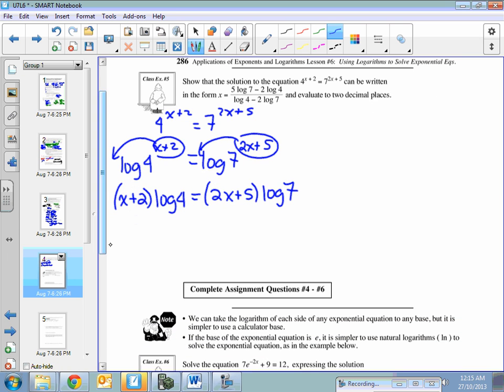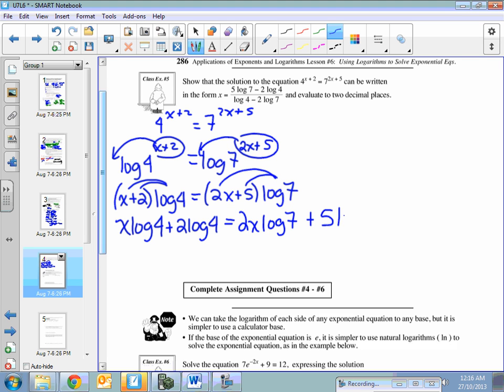Okay. Now that I have a binomial times a monomial, use your distributive property, multiply your x by log of 4 and your 2 by log of 4. And same with the second one. Multiply your 2x by log of 7 and 5 by log of 7. So my left-hand side, x times log of 4 is just x log 4. And positive 2 times log of 4, so we're just adding 2 log of 4, equals. I have 2x times log of 7, so this is just 2x log 7, plus, and then 5 times log 7 is just 5 log 7.